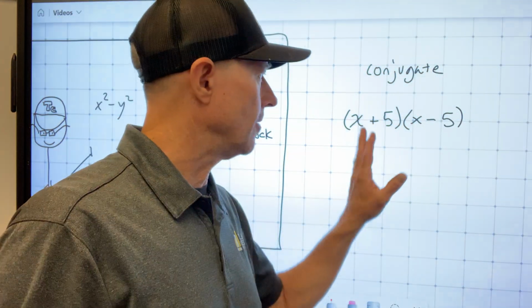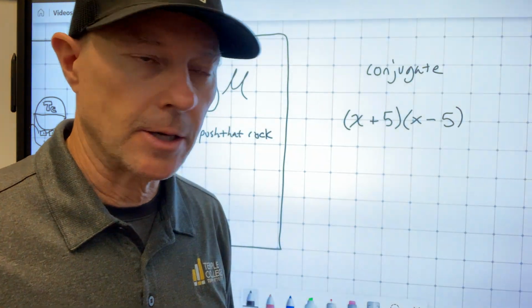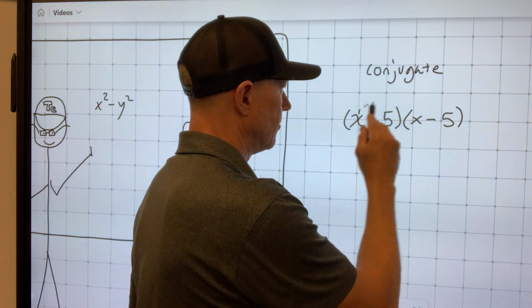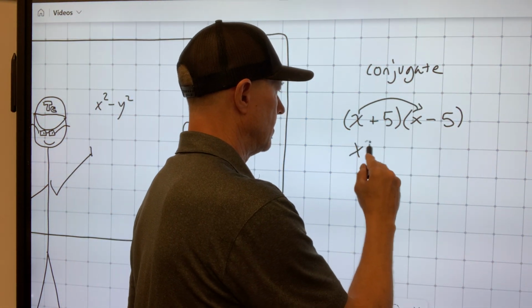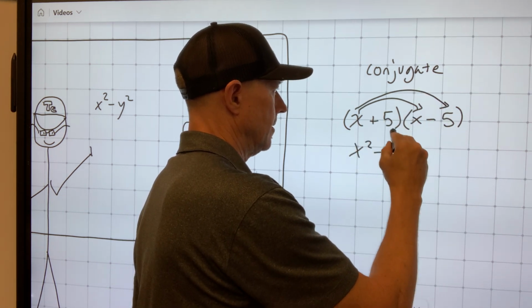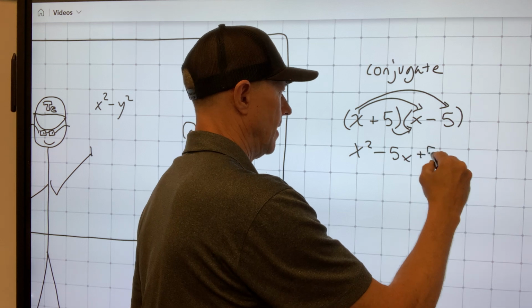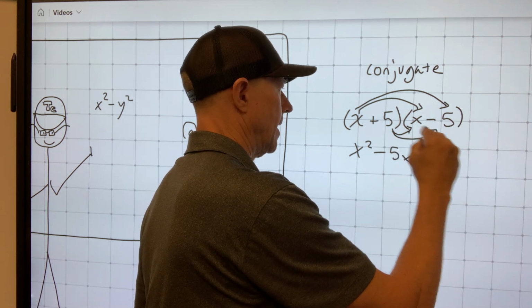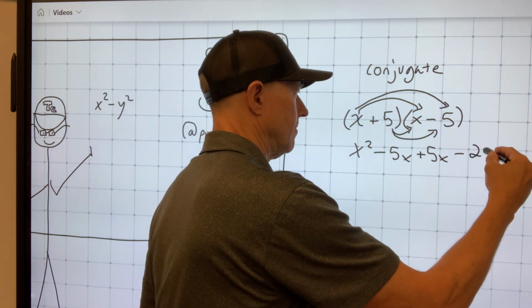Now, if I multiply this together, something kind of cool happens. If I go first times first, I get x squared. Outer times outer, I get negative 5x. Inner times inner, I get positive 5x. And then last times last, positive 5 times negative 5 is negative 25.